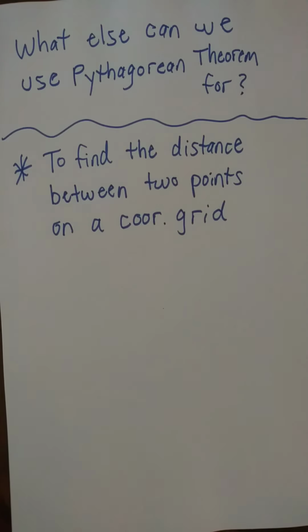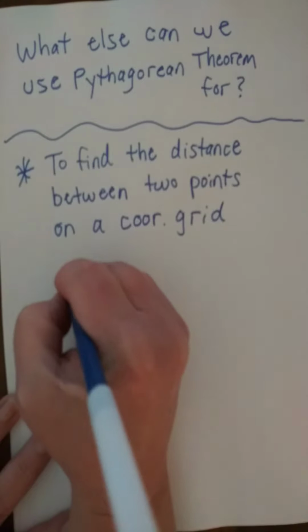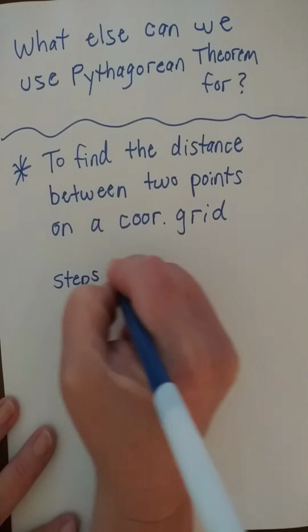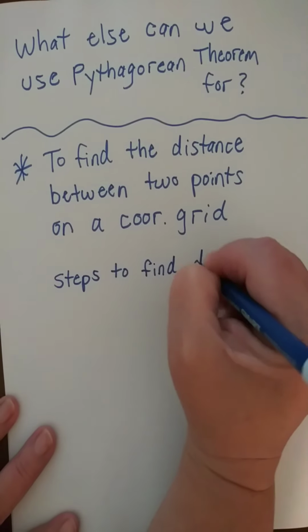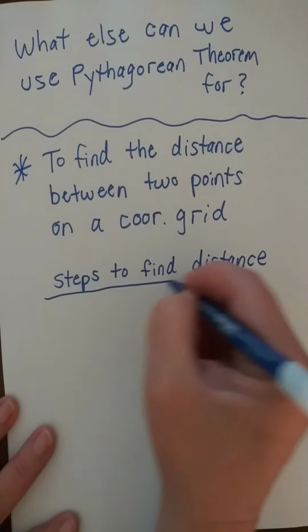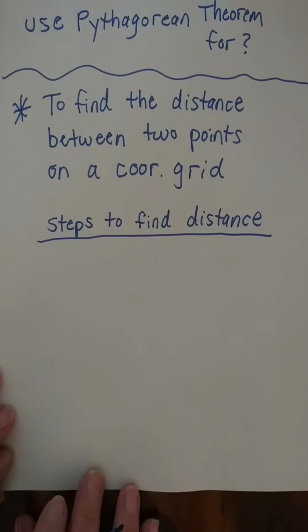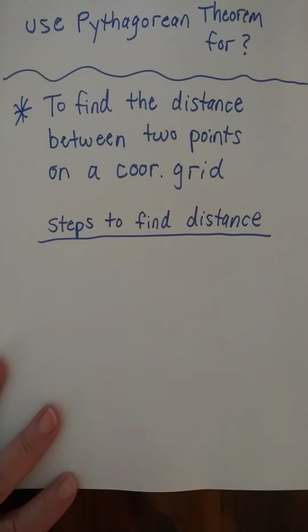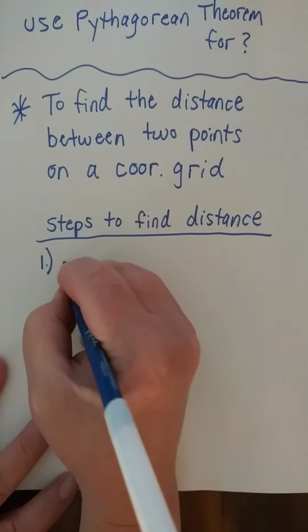Let's write out first our steps, okay? Steps to find distance. So we're going to write this out, and then we're going to try it some more. Okay. All right, now I've got this broken down into 5 steps, but they're all short. But if you follow the steps one at a time, it's going to make this procedure seem really easy, okay? Step 1, plot both points.